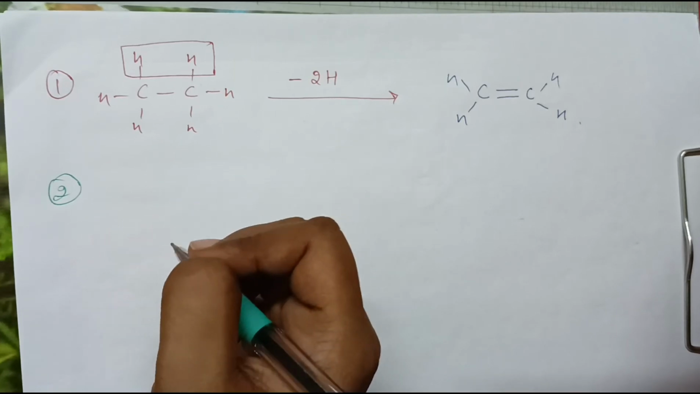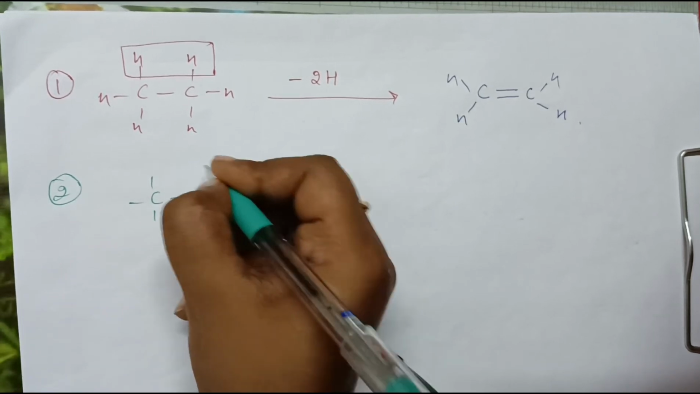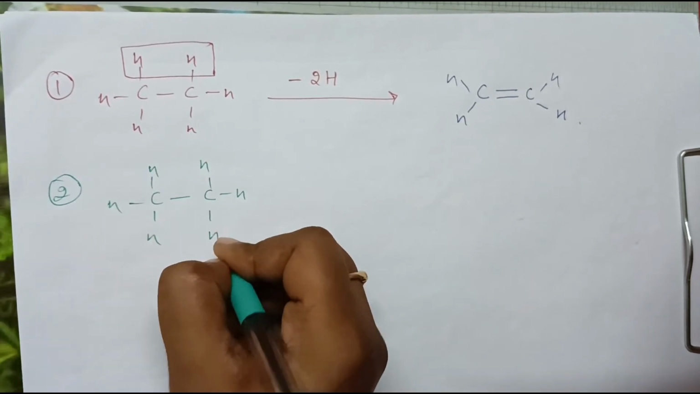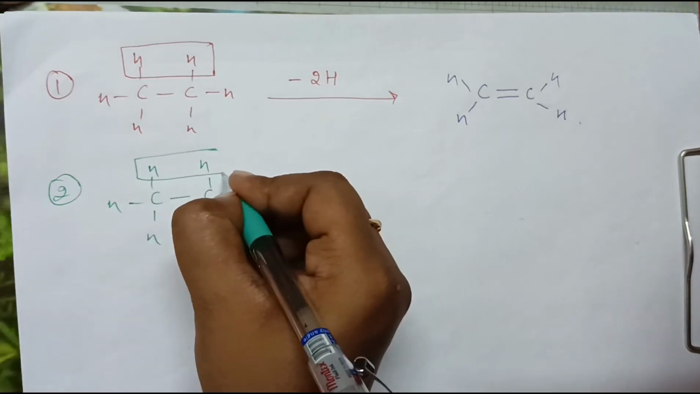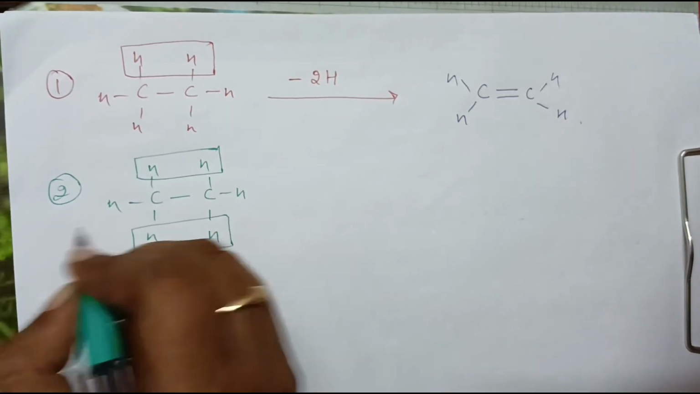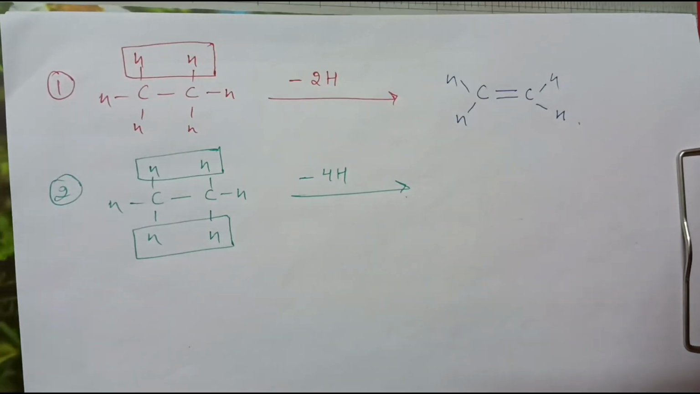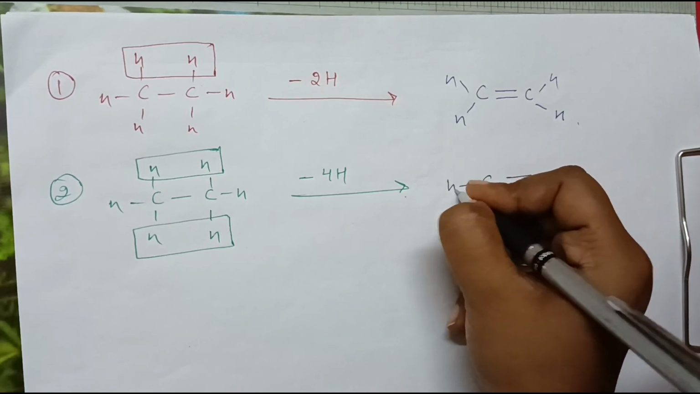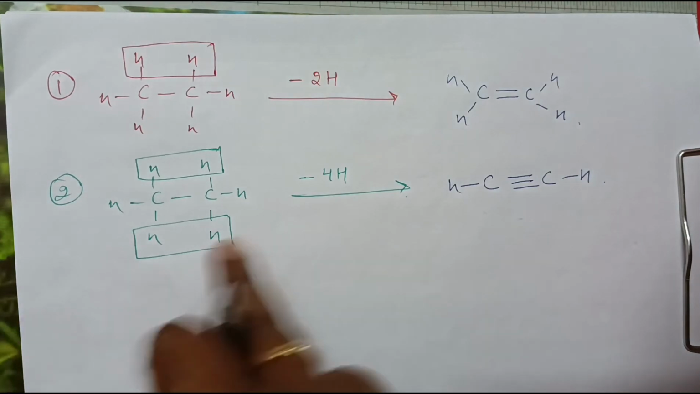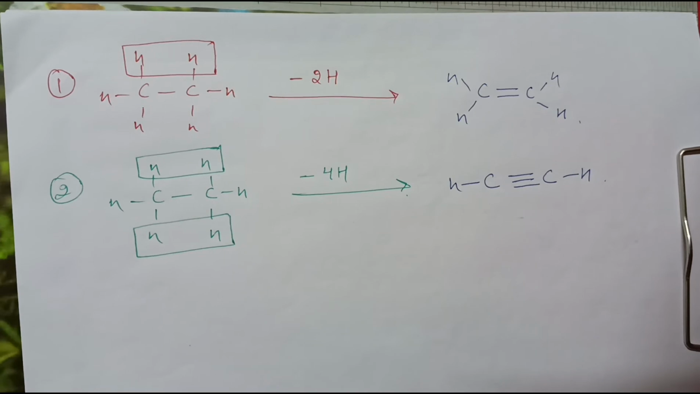Now we will take a second example. Suppose we want to move from alkane to alkyne. We have the same alkane and we want to get alkyne. We already discussed that we need to take out 4 hydrogens for that. So suppose we take these 4 hydrogens out. Then we can introduce the triple bond, and these 2 hydrogens will be here, and we will get alkyne.